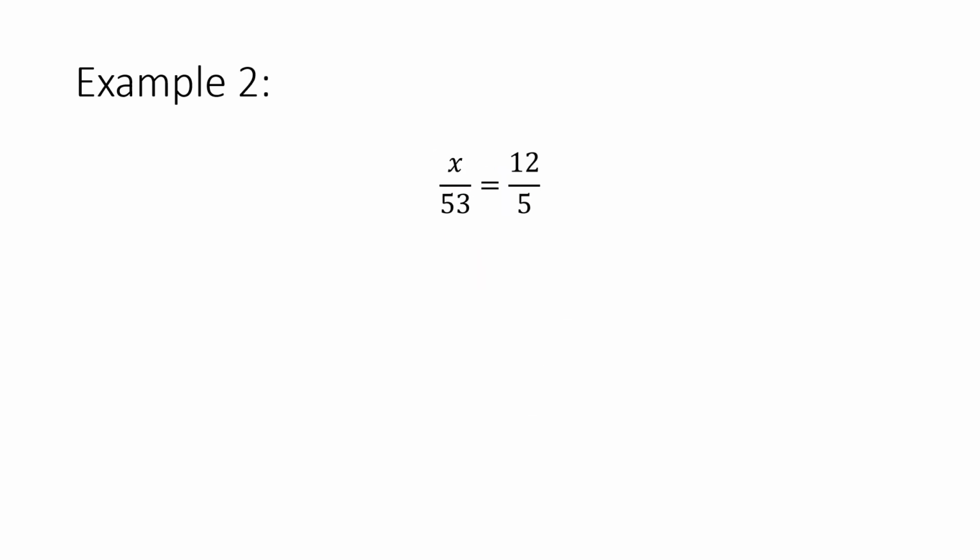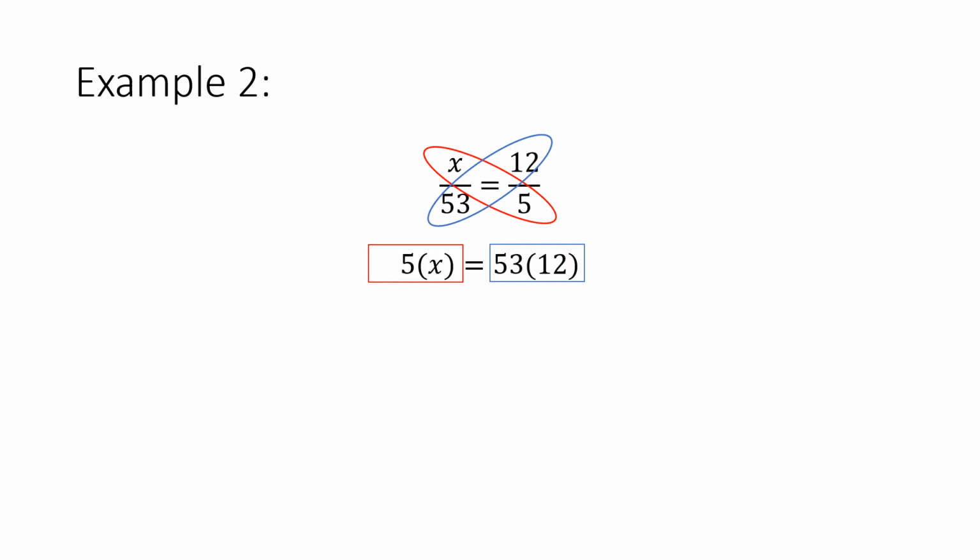So let's look at example 2 where x is in the numerator of my first fraction. And so I'm going to once again do cross multiplication and circle my numbers that I'm going to be multiplying. So my red numbers I'm going to be putting on the left, and my blue I'm going to be putting on the right. And I'm going to be multiplying 5 times x this time in my red box, and then I'm going to be multiplying 53 times 12 in my blue box.